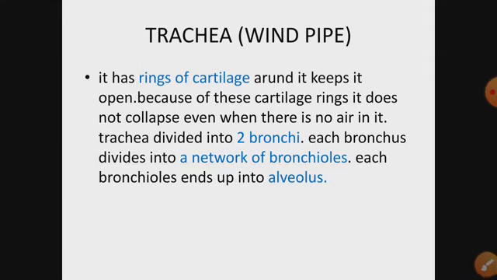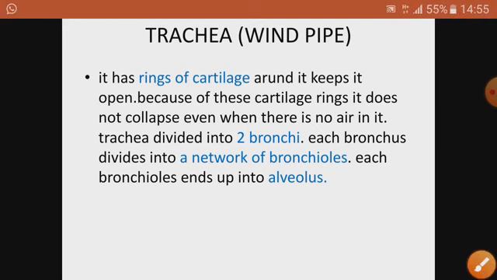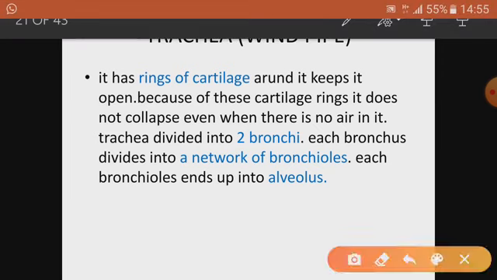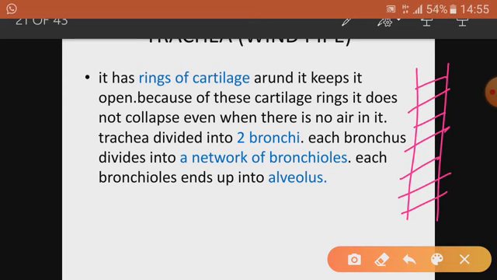Now come to the next very important topic, that is the windpipe called the trachea. It has rings of cartilage. This is the windpipe having rings of cartilage just to give it strength. For example, during forceful exhalation, when you are exhaling out and there is no air present here, otherwise it will collapse. So these rings of cartilage help the windpipe not to collapse even when there is no air in it.